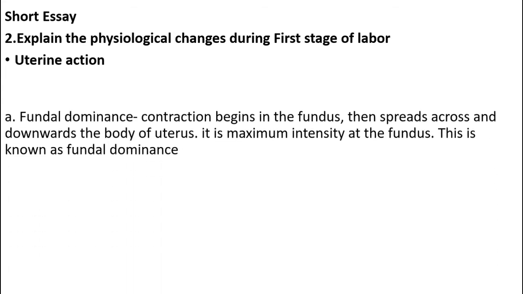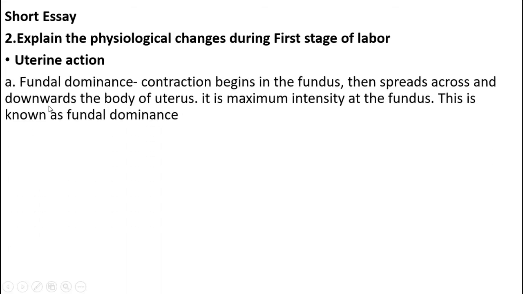The short essay. The first question was: explain the physiological changes during the first stage of labor. There are two types of major physiological changes which occur in the first stage of labor. The first one is uterine action and the second one is the mechanical action. First we will see the uterine action.